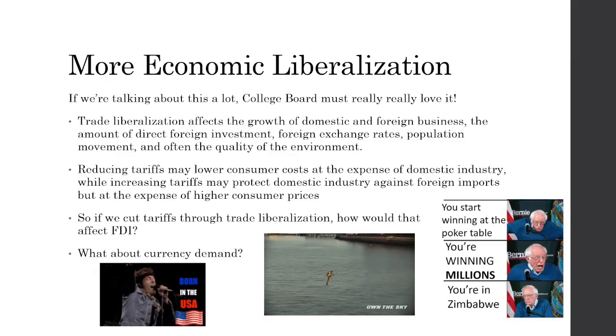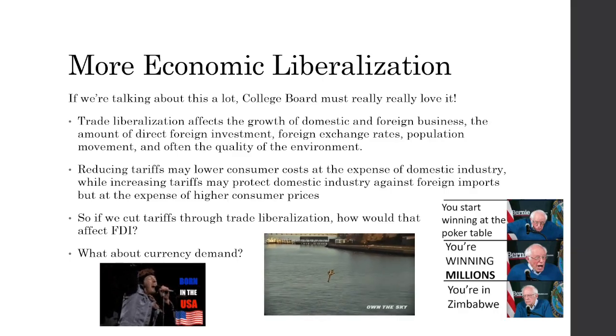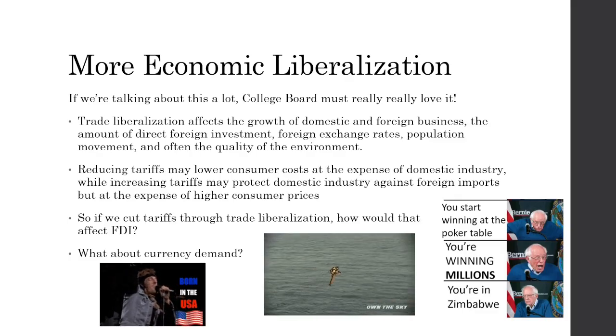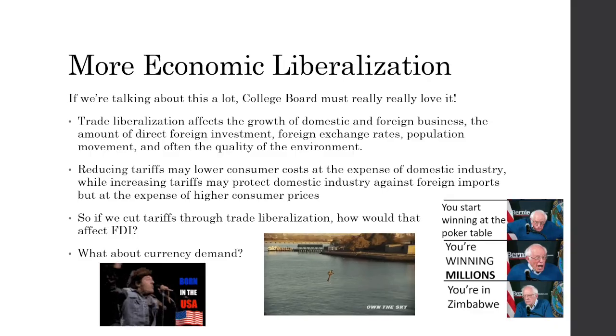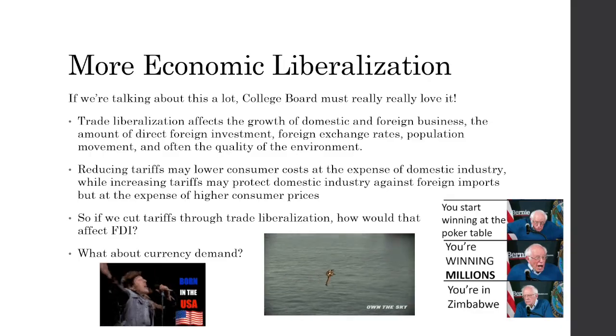Well, if you have increased trade, you're going to have increased demand for the currency. Now, there's a lot of factors impacting that. It's not something you really have to focus on for this course, but if you increase currency flow and exchange, it's going to increase the demand for the better, more valuable currency.